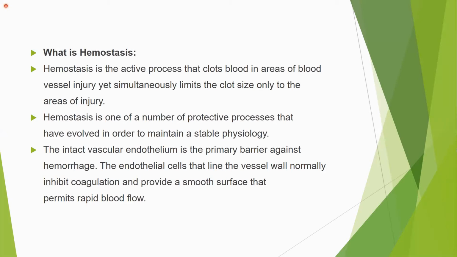Limits the clot size only to the areas of injury. So it is one of a number of protective processes that have evolved in order to maintain a stable physiology, and the intact vascular endothelium is the primary barrier against hemorrhage. The endothelial cells that line the vessel wall normally inhibit coagulation and provide a smooth surface that permits rapid blood flow.